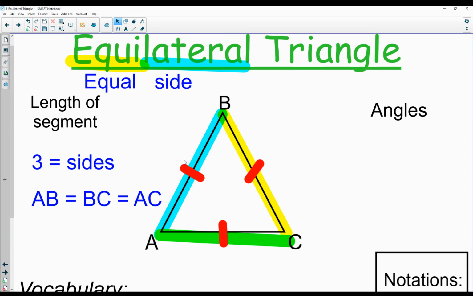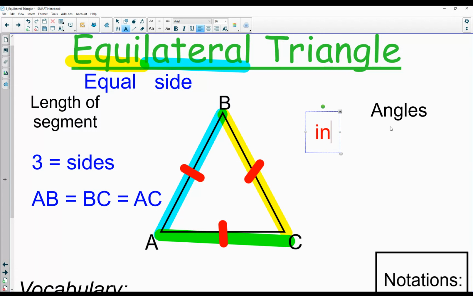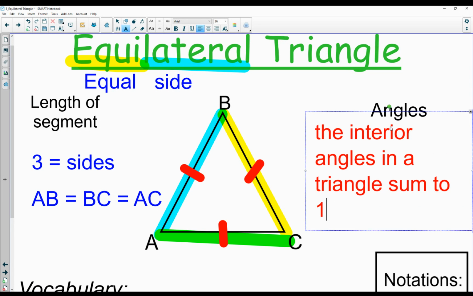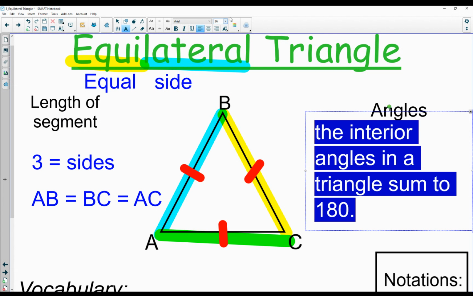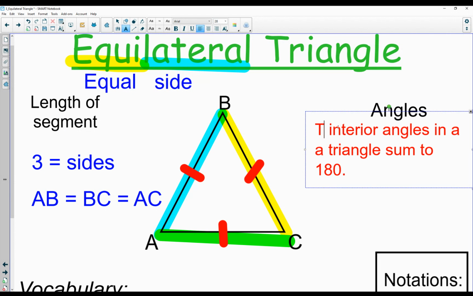Triangles are not only made up of sides, they're also made up of angles. So what are some things that we know about the angles in an equilateral triangle? Well, first and foremost, generally speaking, in any triangle, the interior angles in a triangle come to 180 degrees. That means all the angles on the inside in a triangle, there are three of them, you add the three of them together, and they always sum to 180 degrees. That doesn't matter if the triangle is isosceles, scalene, equilateral, and so forth.